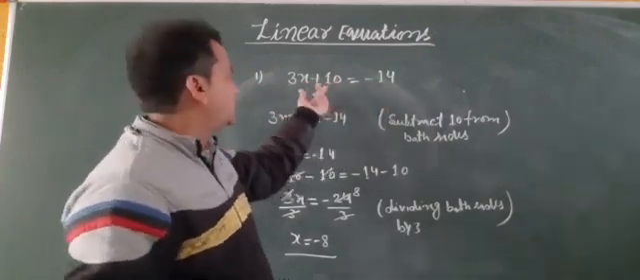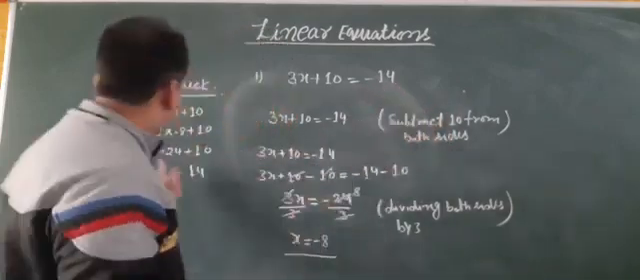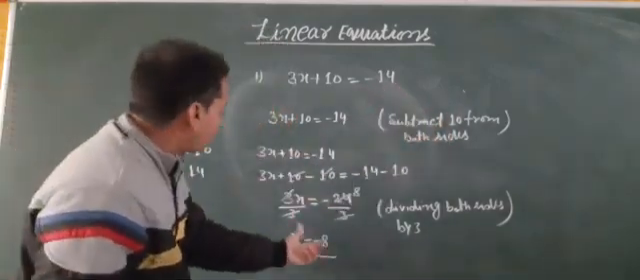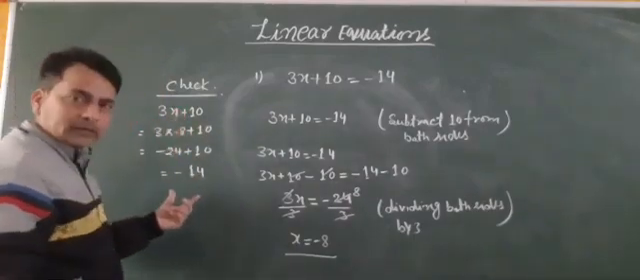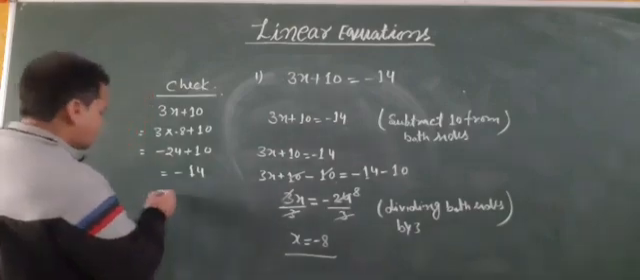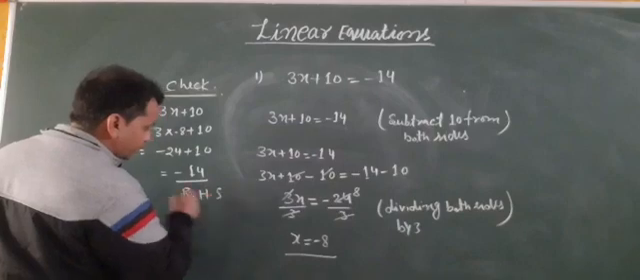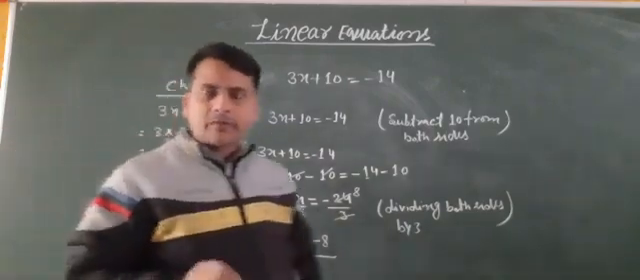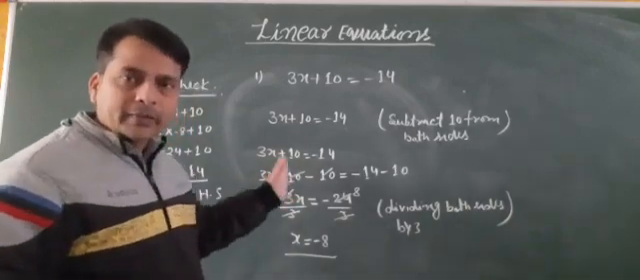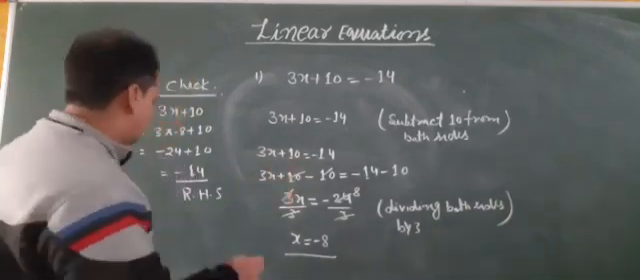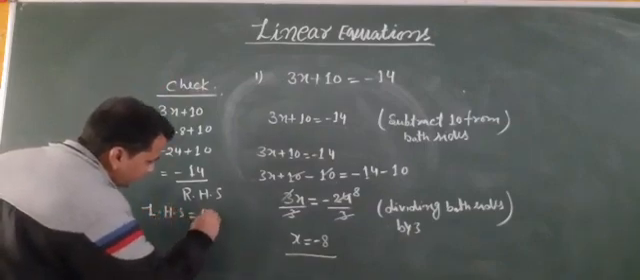So in this equation 3x plus 10 equal to minus 14, the left hand side is 3x plus 10 and the right hand side is minus 14. Put the value of x equal to minus 8 here, then the value of 3x plus 10 is equal to minus 14. So your answer is verified. Left hand side is equal to right hand side.